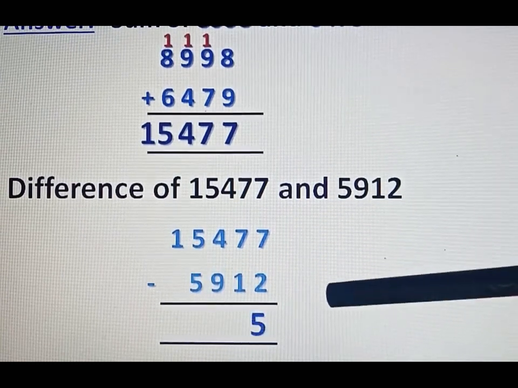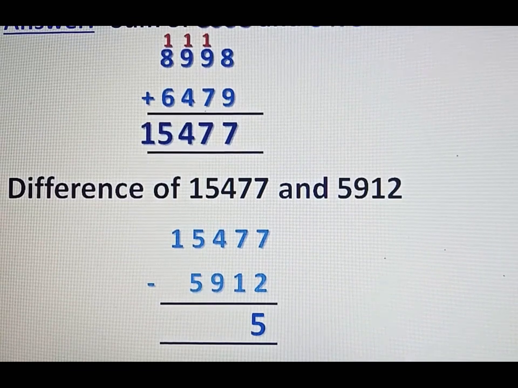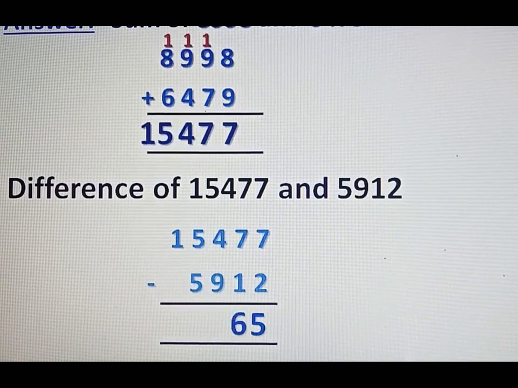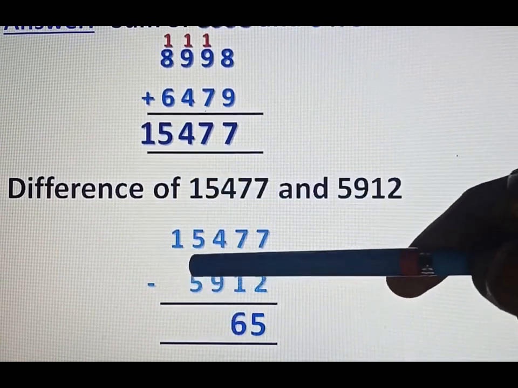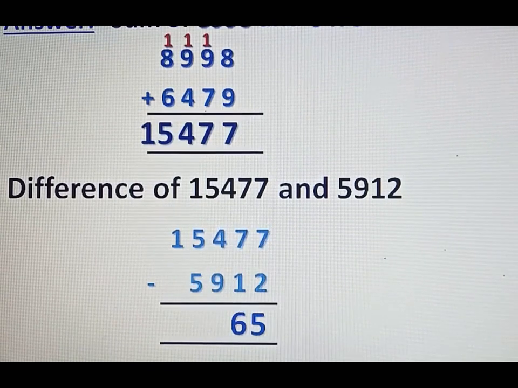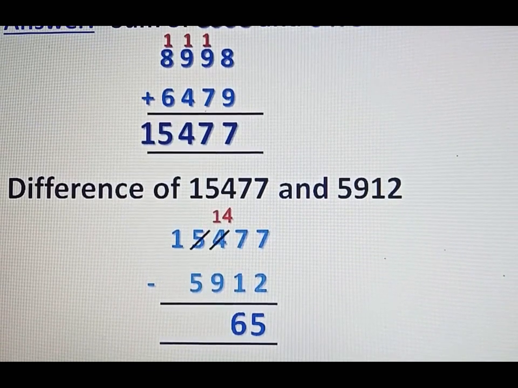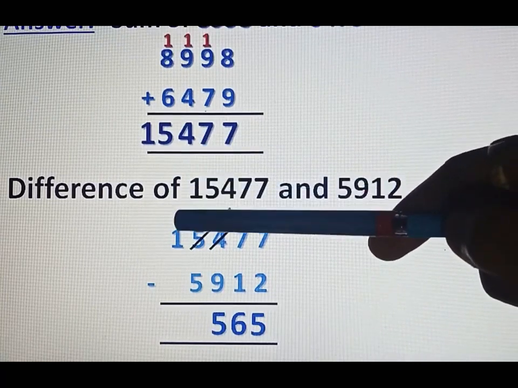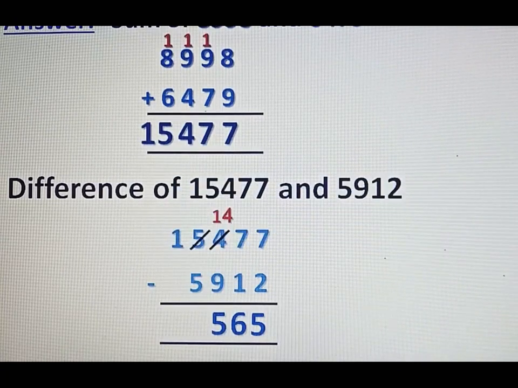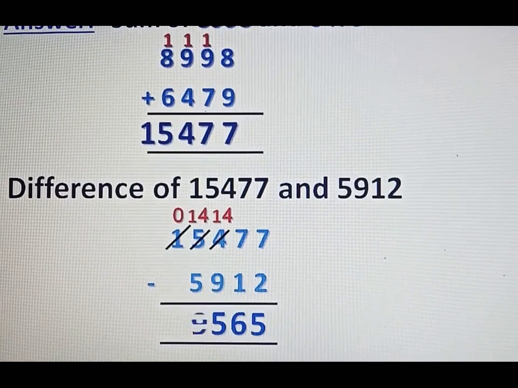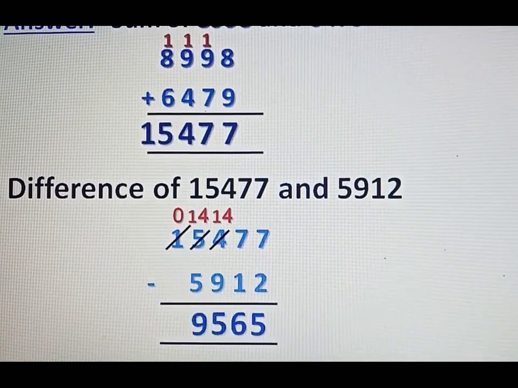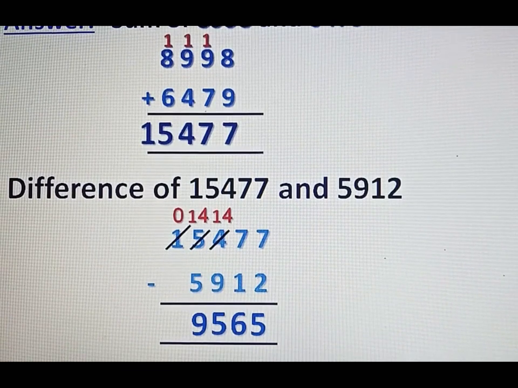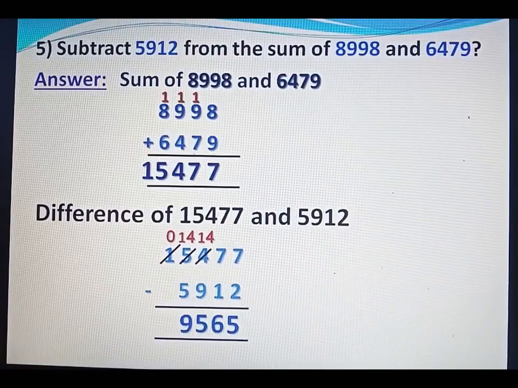This 7 minus 2, 5, 7 minus 1, 6, 4, this 4 is smaller than 9, so we will borrow from 5. So this will be 14. So this 14 minus 9, 5. And now we will borrow from this one. It will be 0. This will be 14. Again 14 minus 5, 9. So the answer is 9565. This exercise is over.